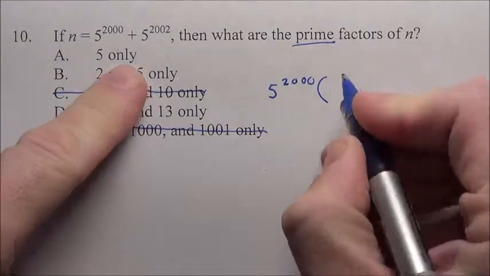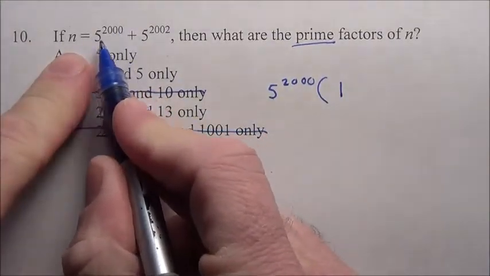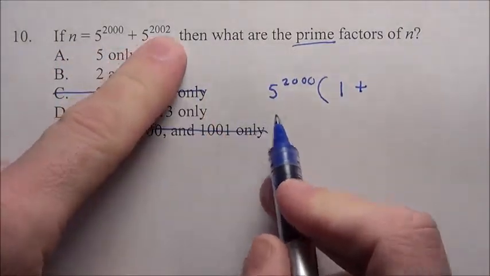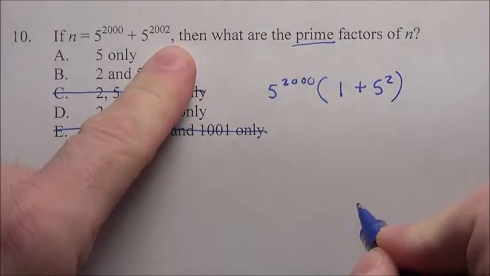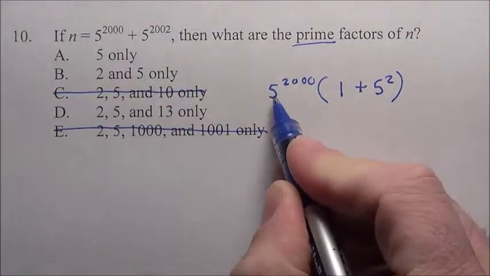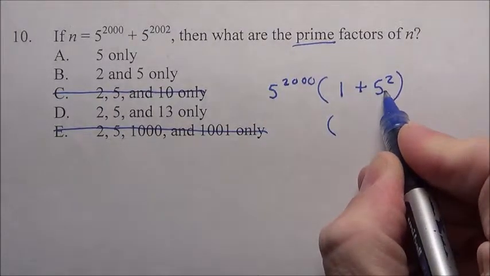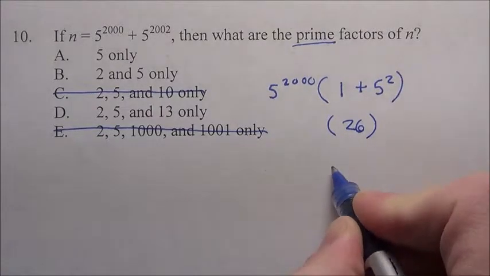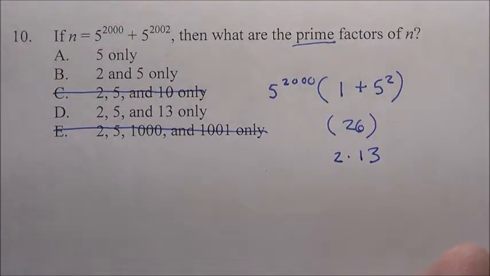That comes out. Well, that times 1 gives you back the 5 to the 2,000th power. Plus, well, if you pulled out 2,000 of these 5s, how many do you have left behind? 2 of them. Now notice this is going to be 5 to the 2,000th power. In here's going to be 1 plus 25. That's going to give me 26 inside there. I know 26 will factor down to a 2 times 13.